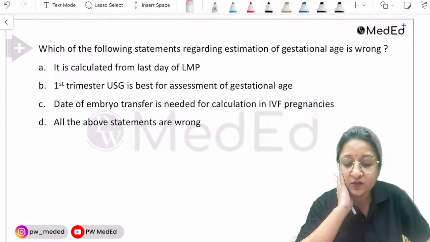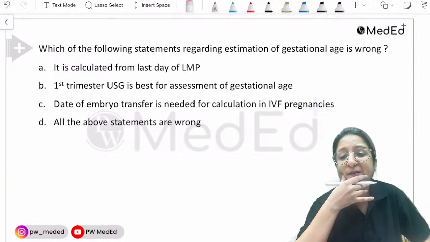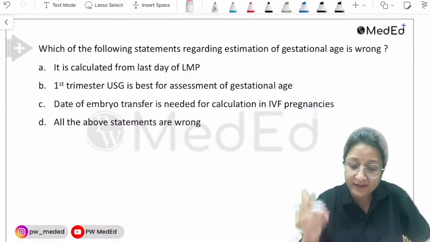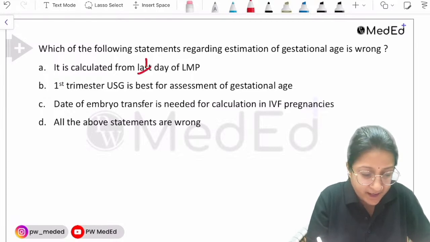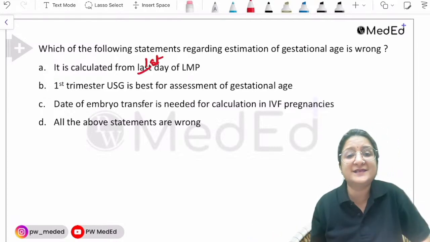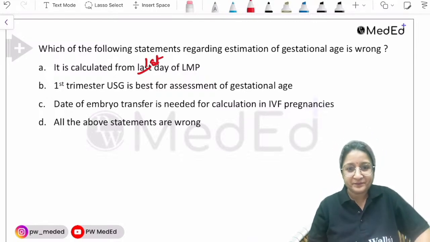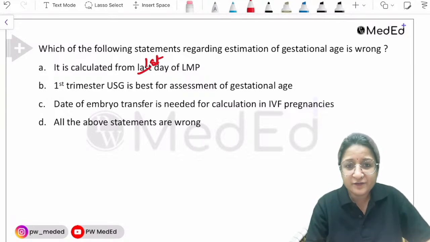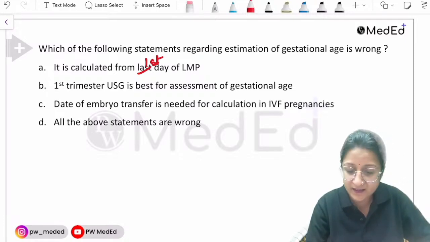So surgeon, it's not calculated from the last day of LMP. You know, when you ask for the LMP, you have to ask for the first day, the day the bleeding started. So it is calculated from the first day of LMP, my dear friend. So that statement is wrong. Okay. So that's, you're right. So it is calculated from the first day of LMP, but not from the last day of LMP. Very good. Surgeon and Doc PD are answering correctly.